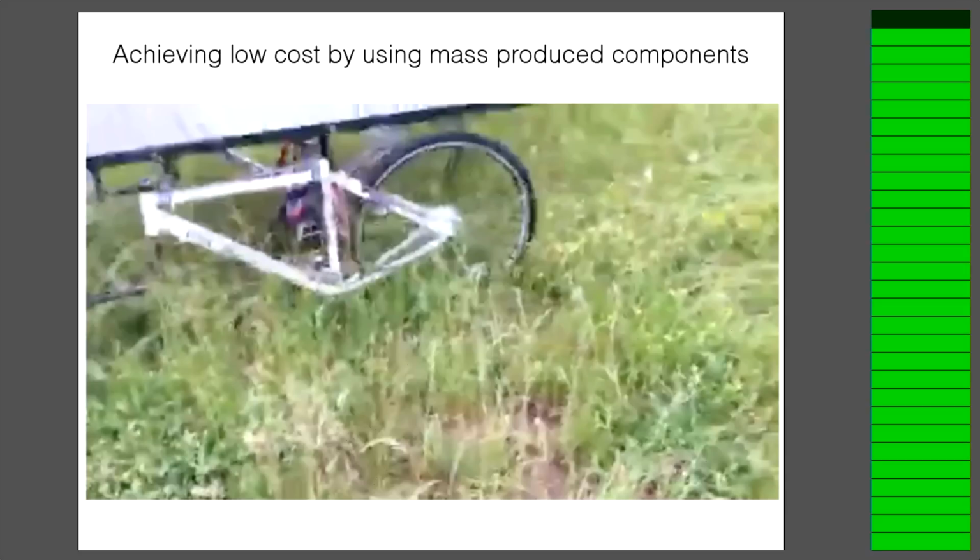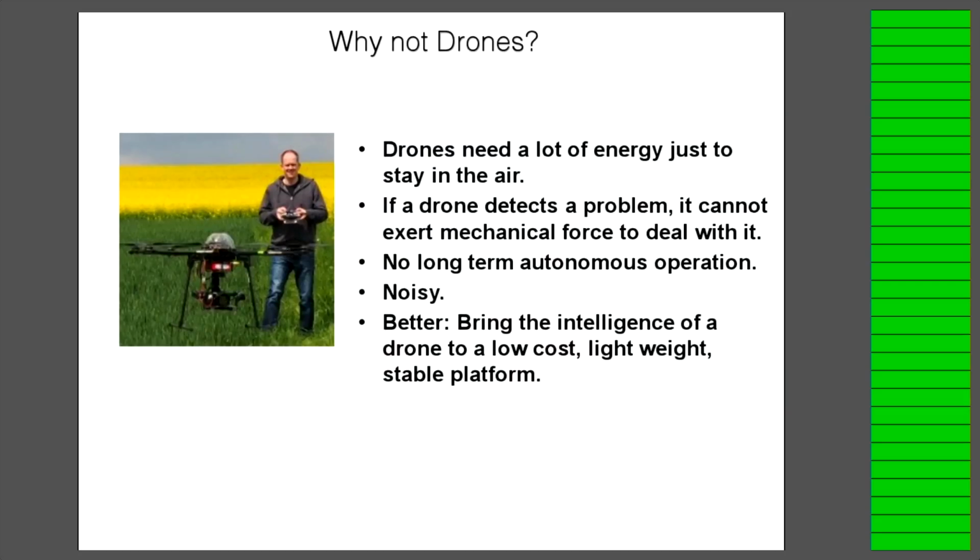All right, anyway, we built a prototype in order to get the cost down. We used bicycle technology, electric bicycle technology, in-hub motors and things like that to build a very low-cost platform to host the intelligence on. Why not drones? Also, the farming magazines are full of stories about using drones, but drones use a whole bunch of energy to stay in the air. Once they discover something, they cannot exert force to do anything about it. So we think we need to take the technology that people are playing with in drones, put it on a stable, low-cost platform, and get rid of chemicals.